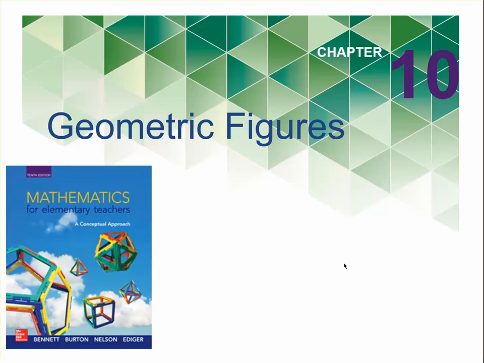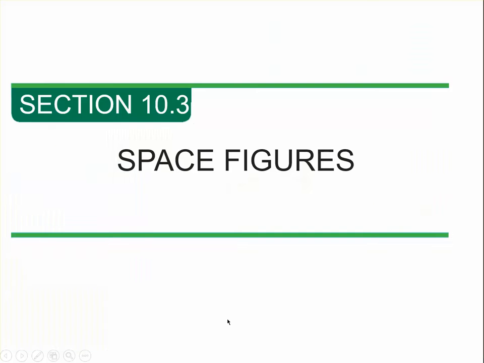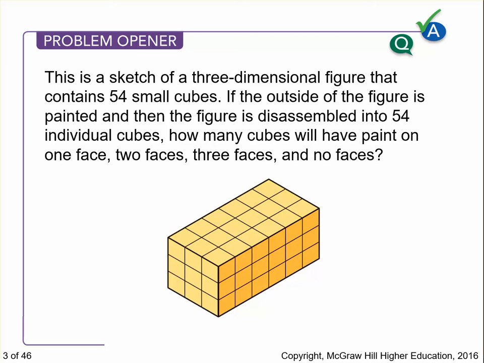Okay, so we're going to look at section 3, which is going to be dealing with space figures. So there's a sketch of a three-dimensional figure that contains 54 small cubes. If the outside of the figure is painted and the figure is disassembled into 54 individual cubes, how many cubes will have paint on one face, two faces, three faces, and no faces?